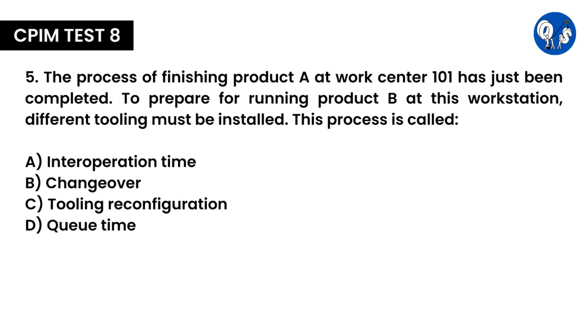Question number 5. The process of finishing product A at work center 101 has just been completed. To prepare for running product B at this workstation, different tooling must be installed. This process is called A. Interoperation time, B. Changeover, C. Tooling reconfiguration, D. Queue time. Here the correct answer is B.